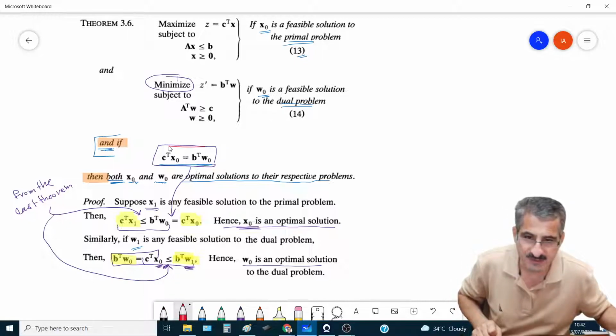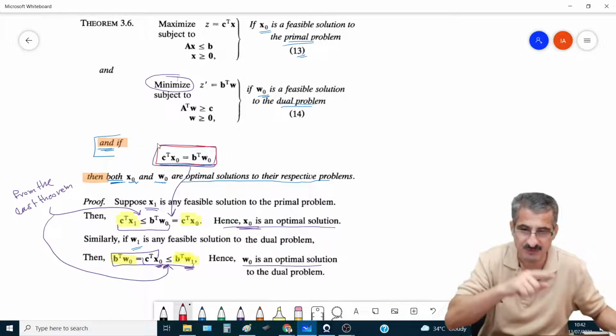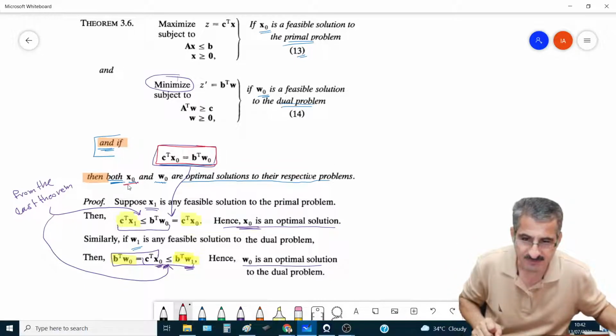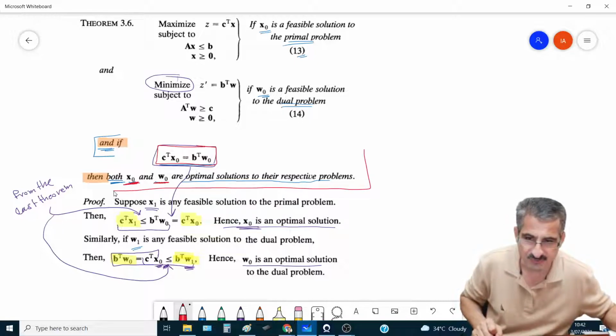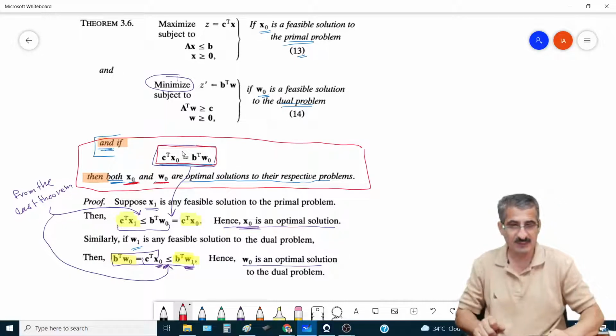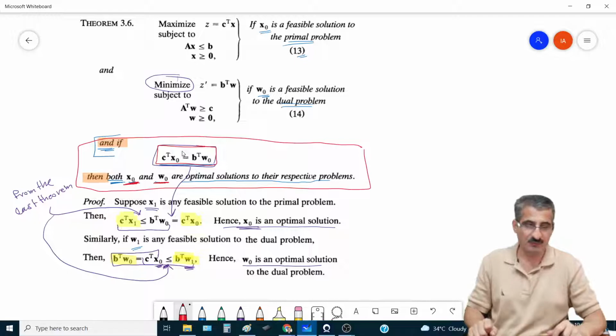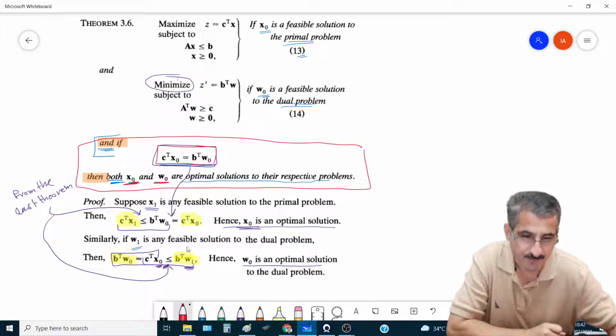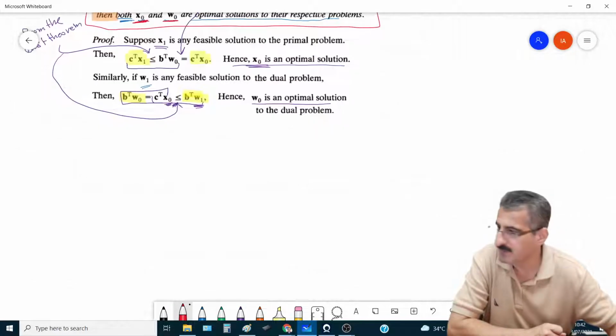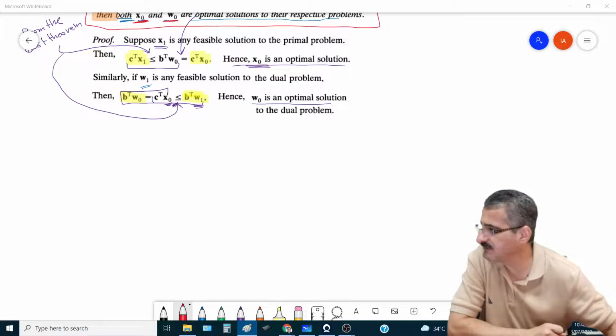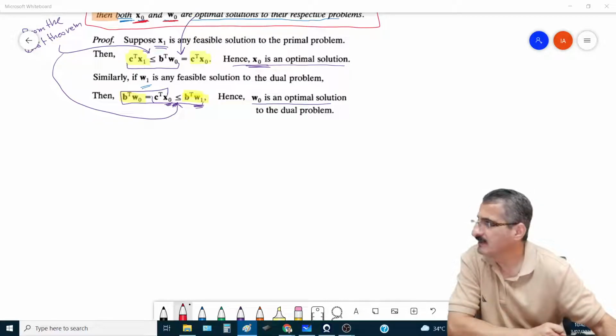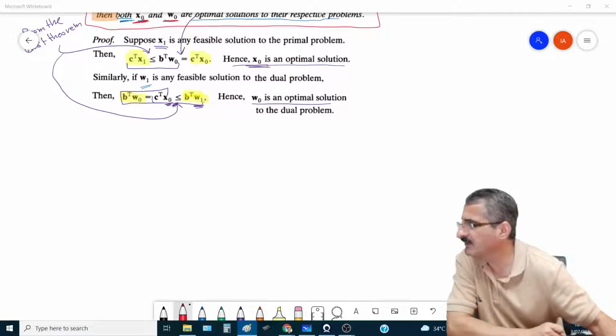So now I want you to remember this conclusion here. It says if the values of the objective function primal and dual are equal at some solutions x naught and w naught, then these solutions are optimal. Okay, and to prove that, we used the theorem before. Okay, good. Does anyone have any questions so far? Now let's go to the theorem after that.